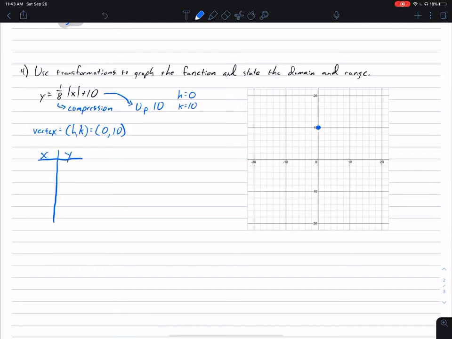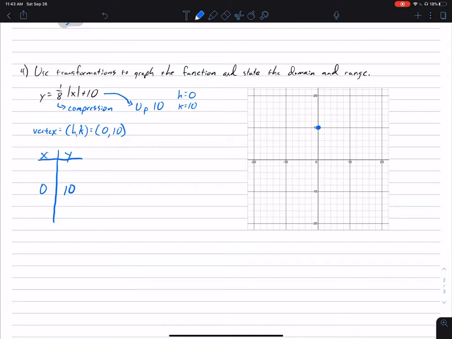I'm going to use my x and y values, and I'm always going to use my origin, my vertex, as my middle value. So I'm going to use 0, 10 there, because I already have that one. Okay, it saves me some work. Now, from there, we've got some options.